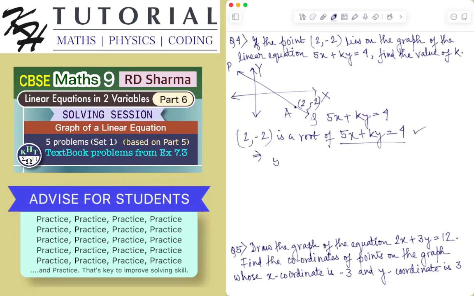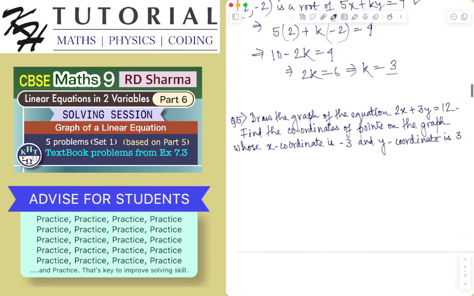So I must have 5 into 2 plus k into -2 is equal to 4. I see that a linear equation in k is formed, from where I can easily solve for k. So I have 10 minus 2k is equal to 4. This implies 2k is equal to 6. This implies k is equal to 3. So the value of k is 3. Okay, let's see the next problem.